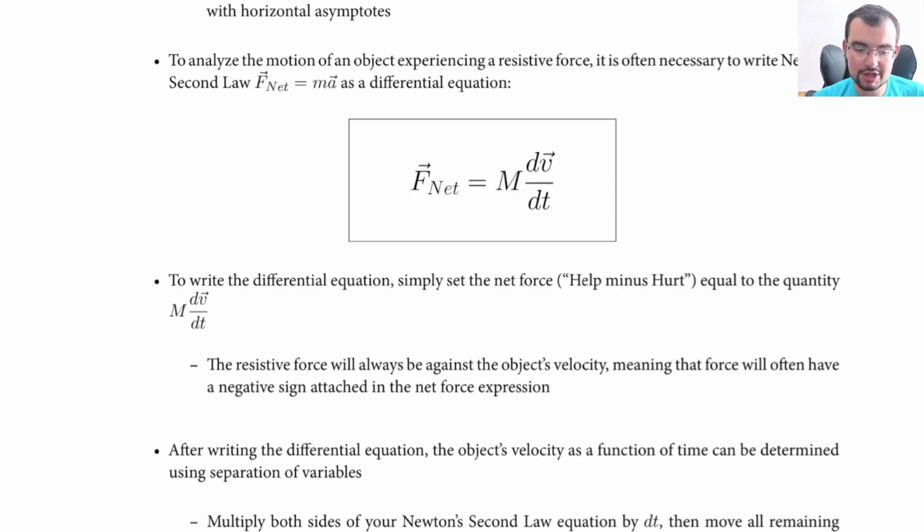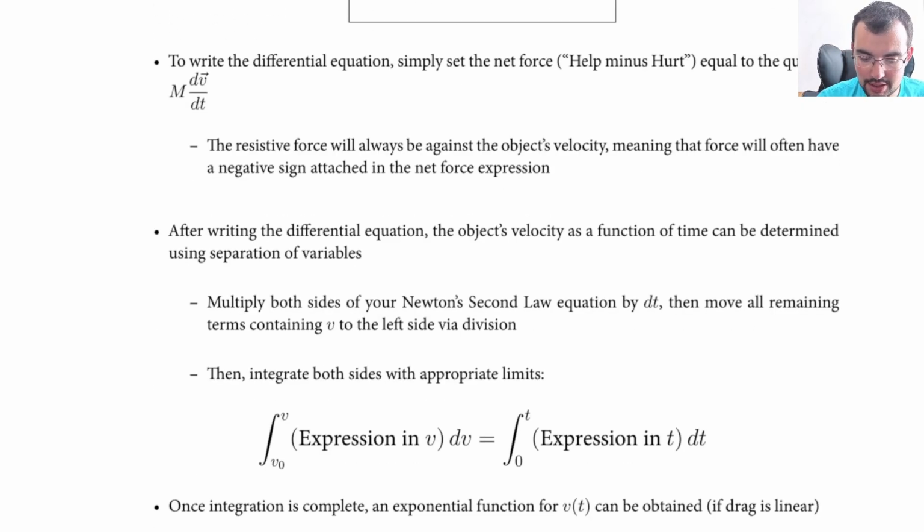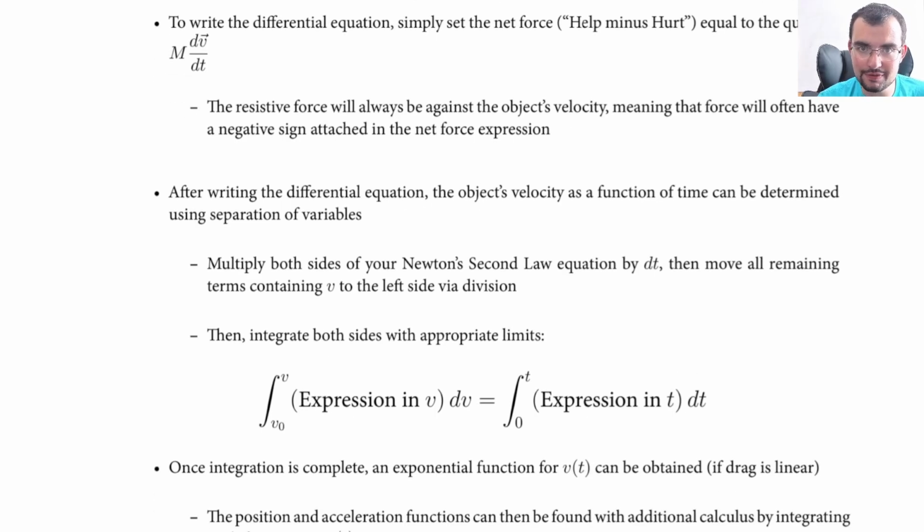So the general strategy will be writing a help minus hurt equation, setting that equal to ma or m dv dt, right? Because we said that if F net is equal to ma, acceleration is just the derivative of velocity. We're going to have some function that depends on velocity on the left side and the rate on the right. So we can do some manipulation here. So our strategy here is going to be do your help minus hurt equation and solve for dv dt.